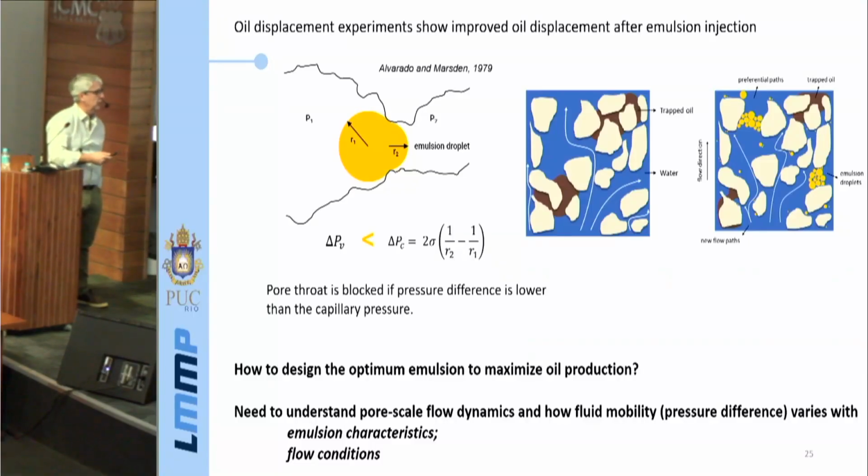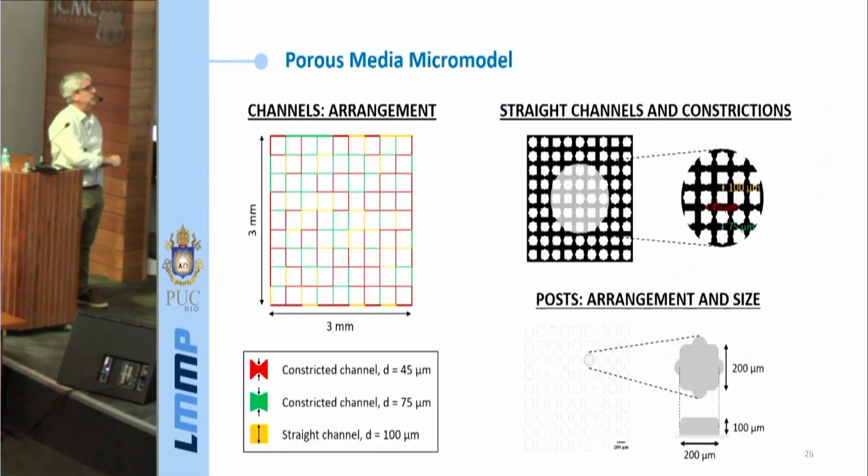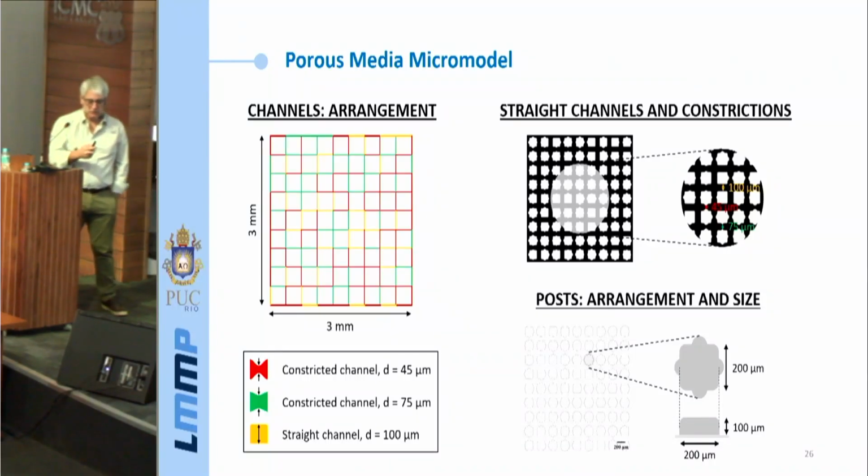So that's how we got into microfluidics, looking at this problem. Again, the microfluidic porous model is a regular network of throats with different sizes. Again, we use these sizes of 45, 75, and 100 micrometers, which are randomly distributed throughout the pore space.